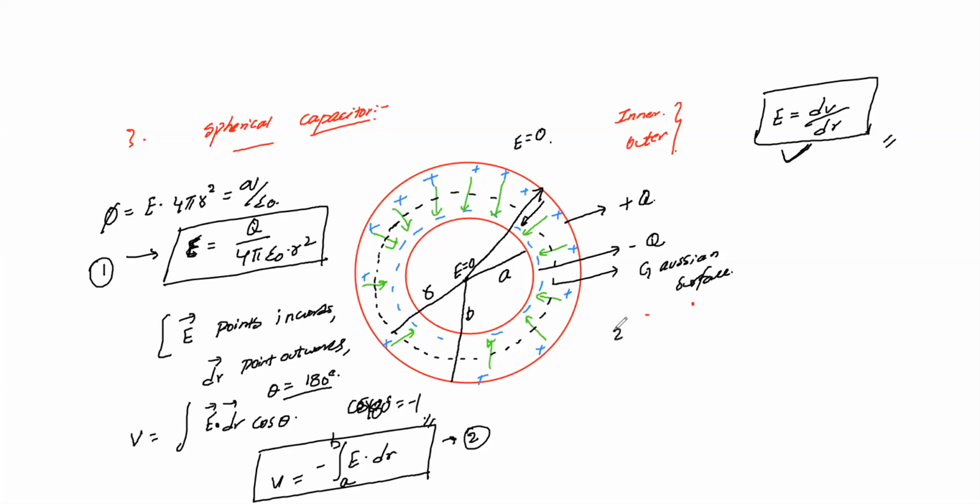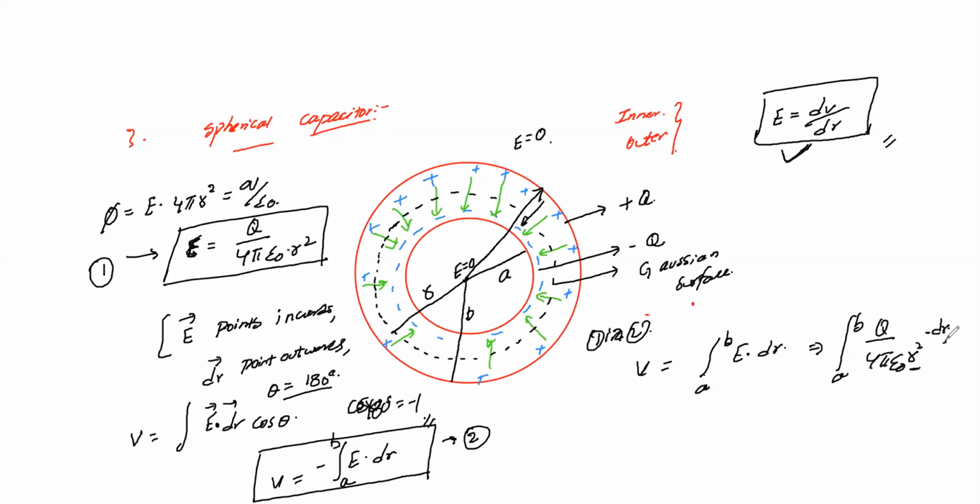Okay, so first, in your second equation, let's see the relations. V is equal to the integral of the electric field, E dot dr. Remember, the closed integral of E dot dr is Q by epsilon naught. The electric field E is equal to Q by 4 pi epsilon naught r square, into dr.